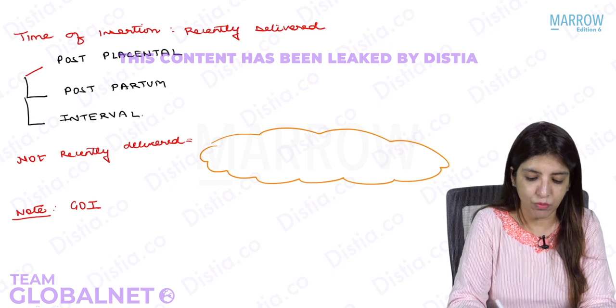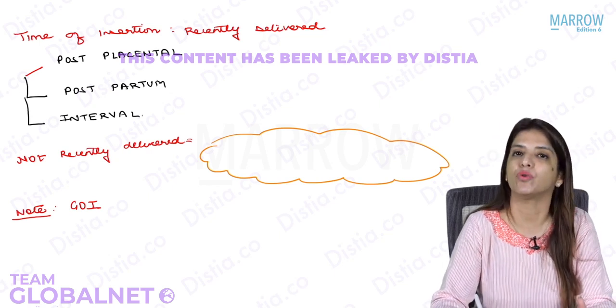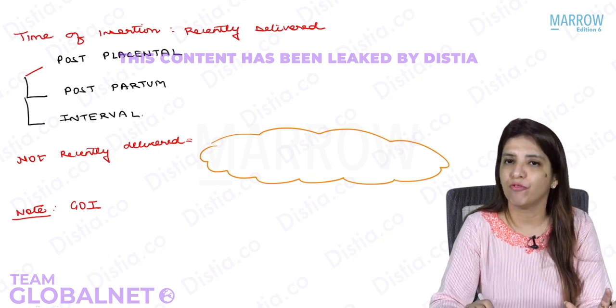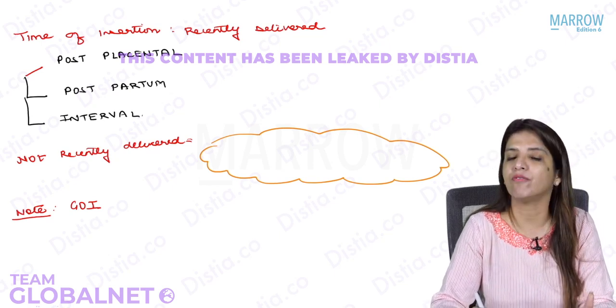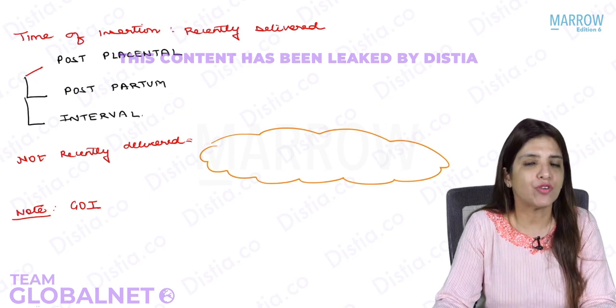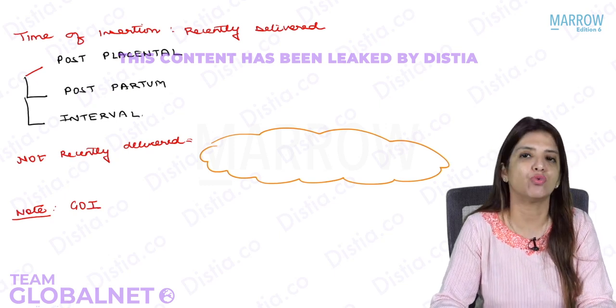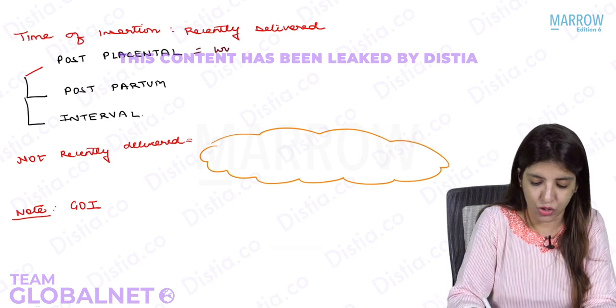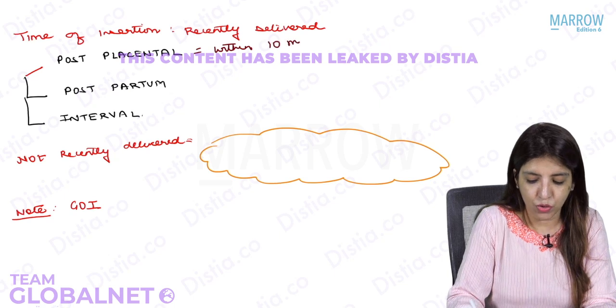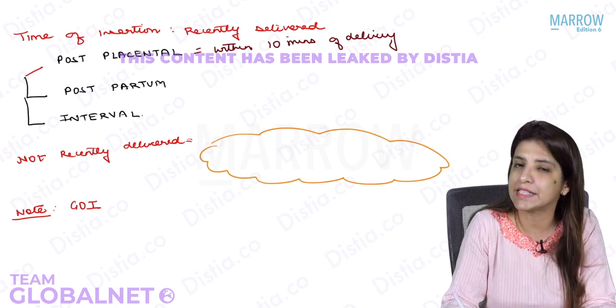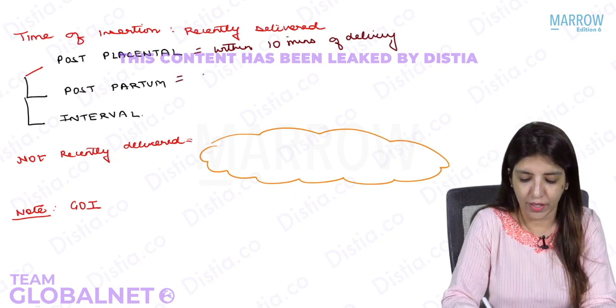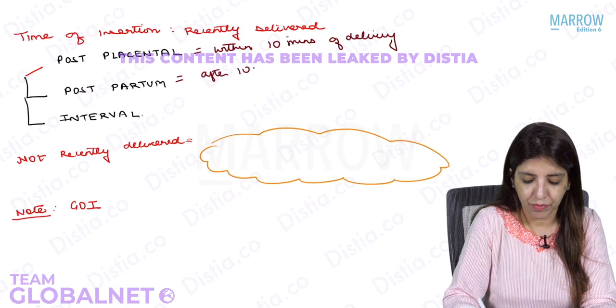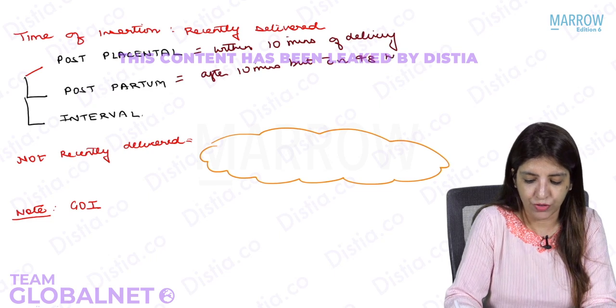Now, this is again very important, and this is a place where you tend to get confused. See, for a female who has recently delivered, if you have to put an IUCD, Government of India says that you can put IUCDs at 2 times. Either you can do it within 10 minutes of delivery. If you are doing it within 10 minutes of delivery, that is what is called post-placental insertion. Or you can do it after 10 minutes, but within 48 hours of delivery.